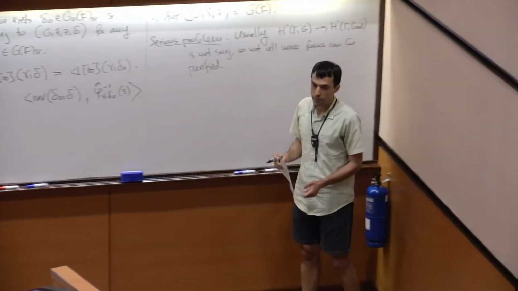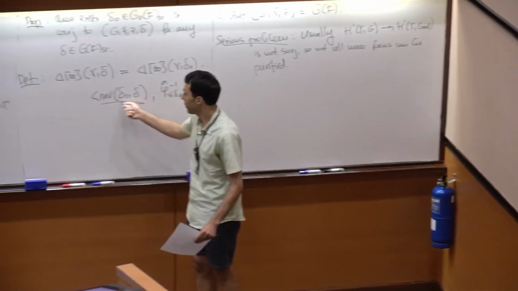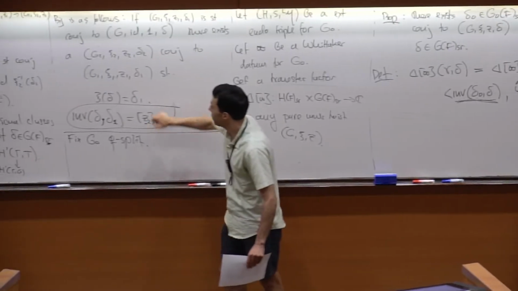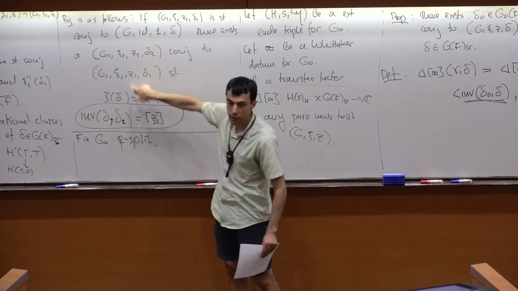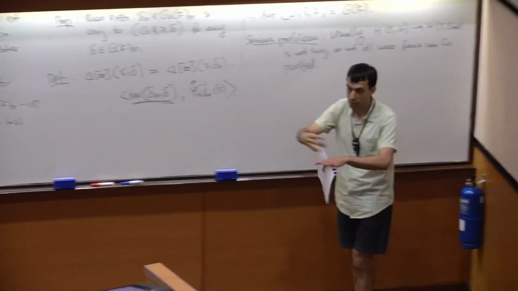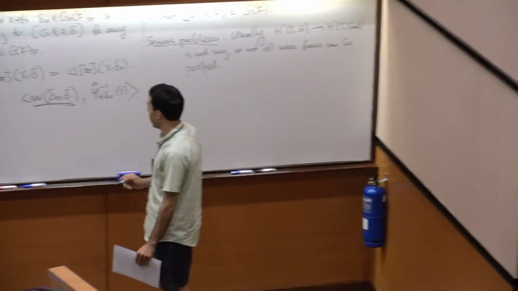Okay, so this is a definition of a transfer factor, but it had to include this invariant, and notice that this invariant used this purifying data for the inner forms, and without them you would not have been able to measure invariance between different elements in different groups. This is where all this comes from.